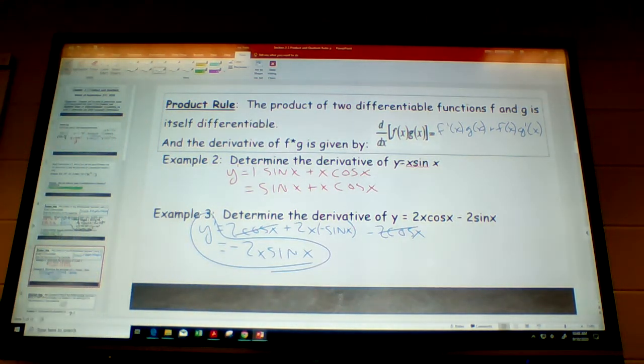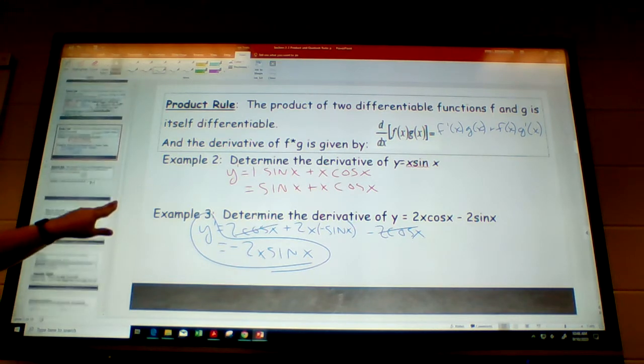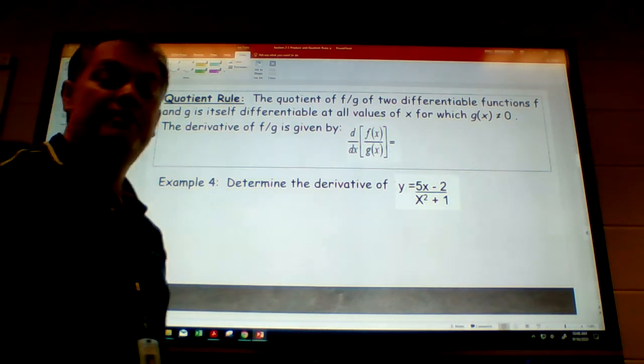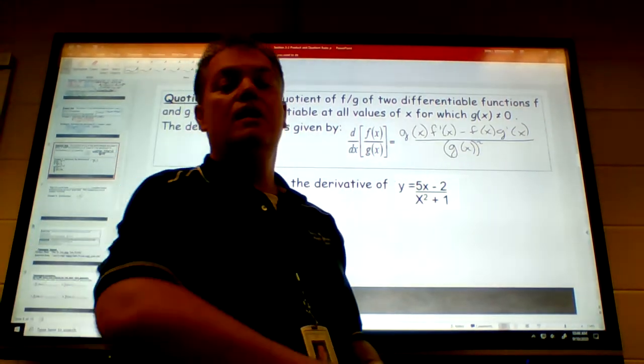So negative 2x sine of x. All right, so we got that. And that's the product rule. Now the quotient rule. I'm going to pause for a moment.